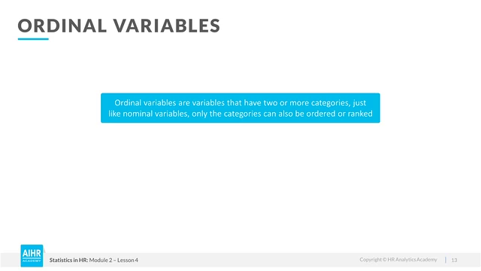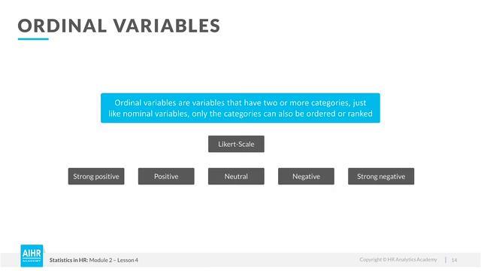Ordinal variables are variables that have two or more categories, just like nominal variables, only the categories can also be ordered or ranked. One of the most common examples is the Likert scale, where people can answer a statement by saying that they either completely disagree, disagree, neutral, agree, or completely agree. You will find this in many surveys, both in companies as well as outside.